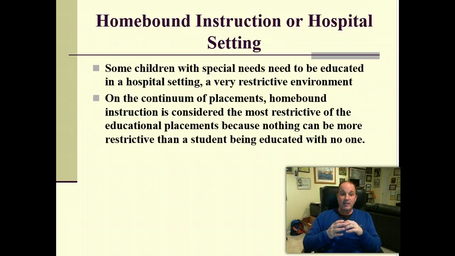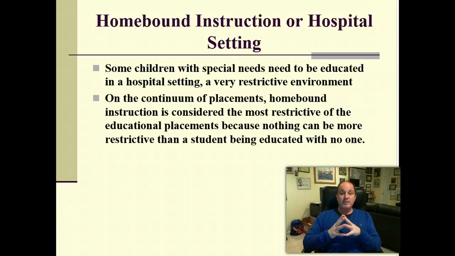Now, we're not talking about parents who decide to educate their children at home by choice. We're not talking about parents who say homebound instruction is their way of education. We're talking about children who can't get to school, where their anxiety level is so high or their medical condition is so severe that they are at home and they cannot get to a school building. So the education comes to the child. That is considered the most severe, the most restrictive of educational placements.